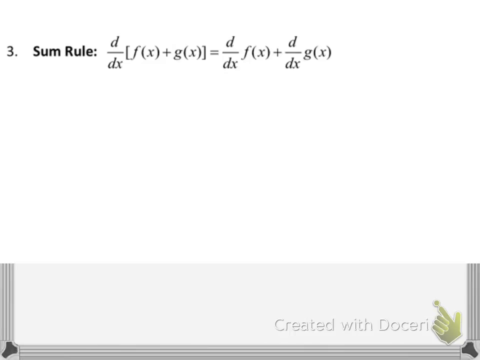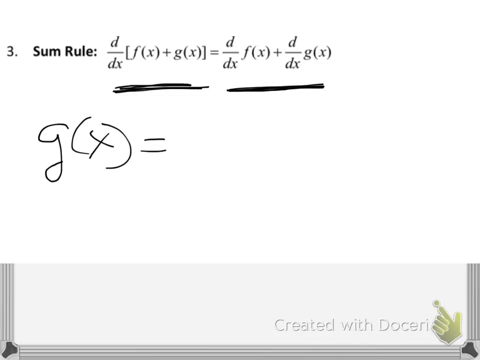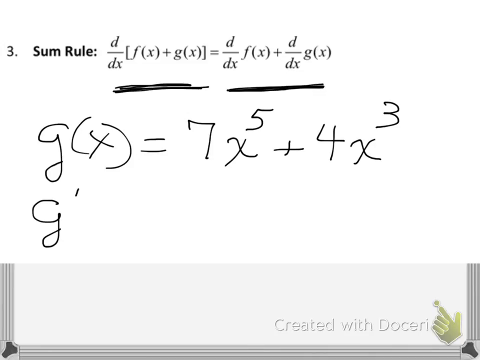Using the sum rule, this just tells us if you want to take the derivative of a sum, so a function plus a function, you can do it by taking the derivative of each piece of the sum. So let's go back to function notation. If I say that my g of x equals 7x to the 5th plus 4x to the 3rd, then to take the derivative, I'm just going to move from the left to the right using the power rule each time.